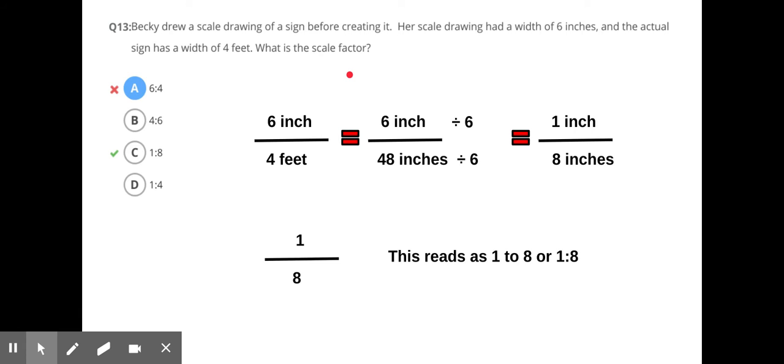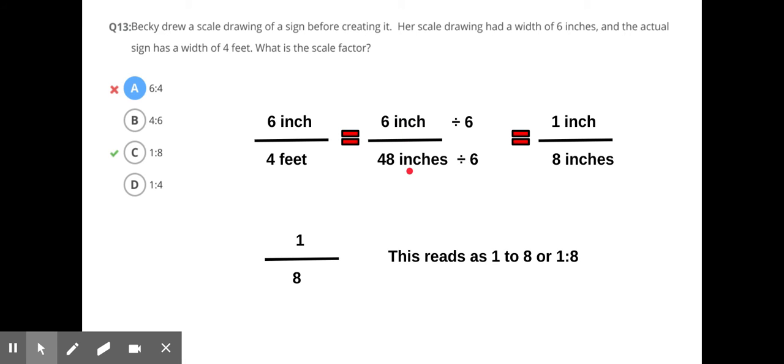So if we talk about this, we have a scale drawing of 6 inches and the actual sign width is 4 feet. So it's 6 inches to 4 feet. Now notice we have different units here. We want to break it down to something without units, and to do that, we've got to put the feet into inches. So 4 feet is 48 inches. So 6 inches to 48 inches.